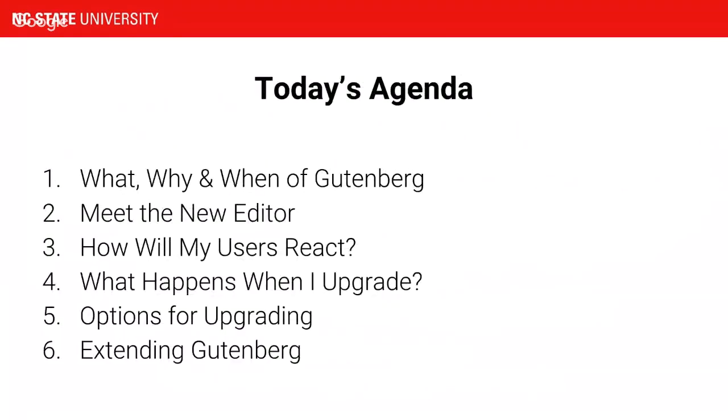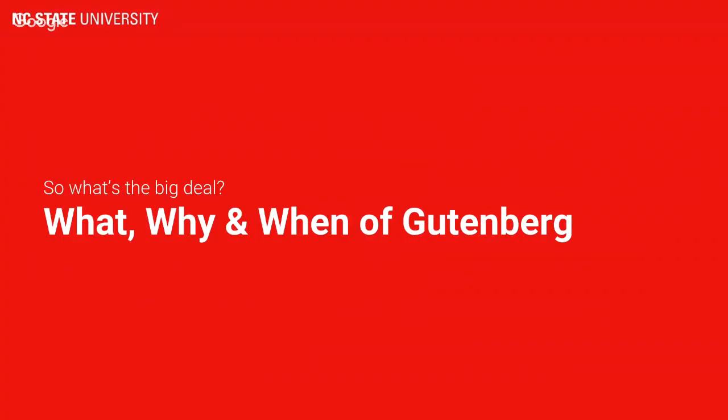All righty. So today's agenda: first, the what, why, and when of Gutenberg. We're going to meet the new editor and look at the interface. We're going to talk about some common barriers, or things that we've seen people do the first time they see Gutenberg and how they react to it. We're going to look at what's going to happen to your site once you upgrade. We're going to look at some different options for upgrading, and then we're also going to look at some different ways to extend Gutenberg. So first, let's jump right into the what, why, and when of Gutenberg.